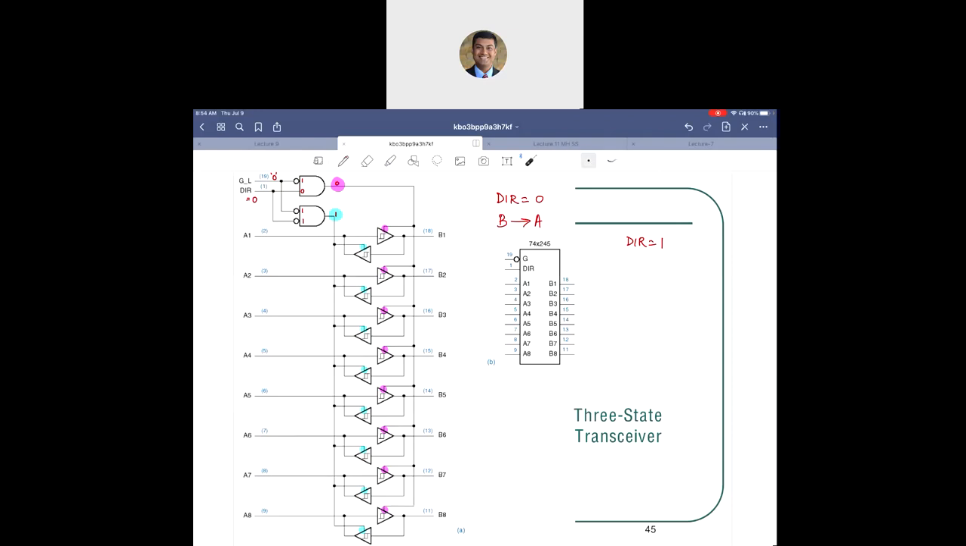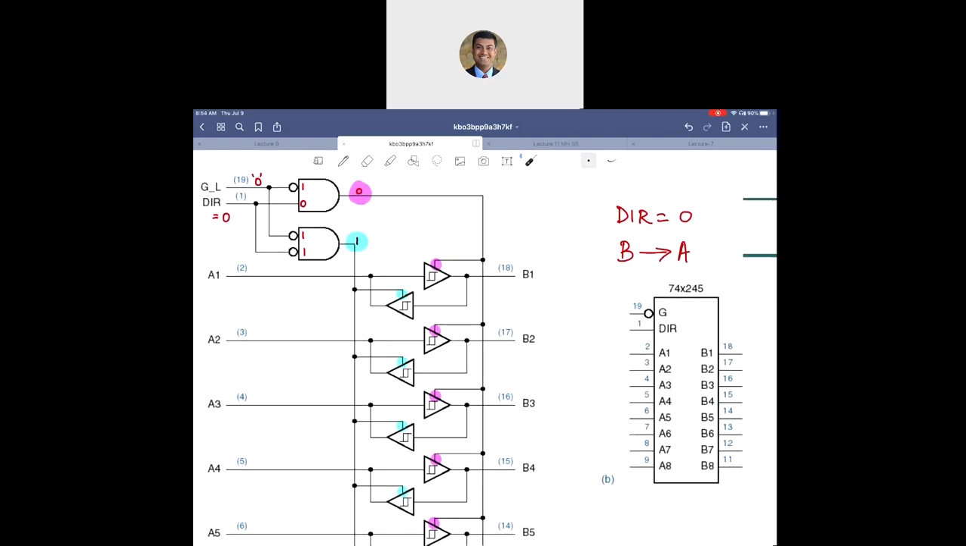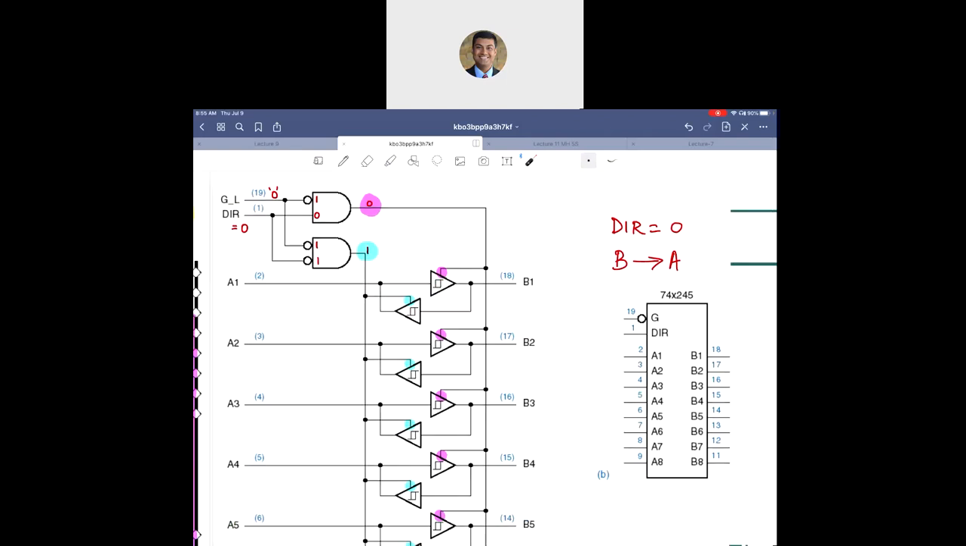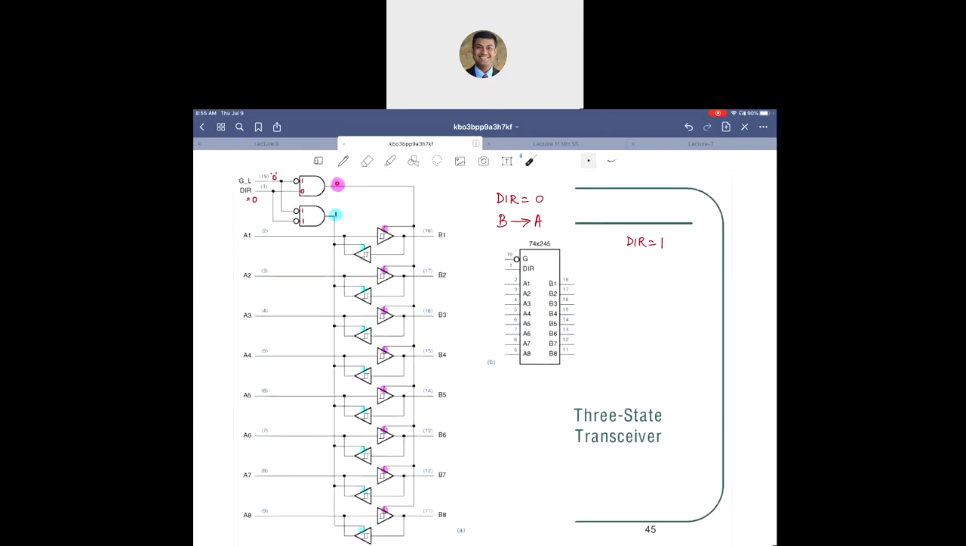As you can see for the first case here, if this is enabled, B can go in here. It is enabled, goes out this way, but this guy is disabled. So A doesn't connect to B, B connects to A. So I can go in from B and come out of A. So B to A is the direction. And then of course, when the direction is DIR input is one, the movement is going to be from A to B. So I'll just box these two guys.